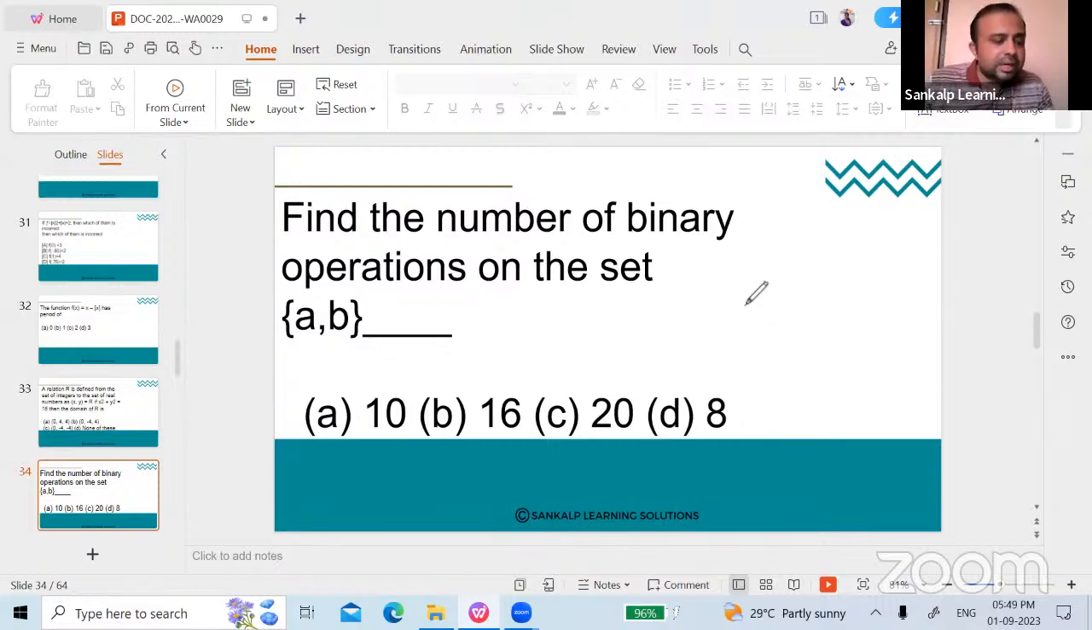Yes. Try to understand now. Consider that n elements are present in the set. You can take that n elements are present in the particular set. The number of binary operations on this set will be n to the power n square. N raised to n square it is.